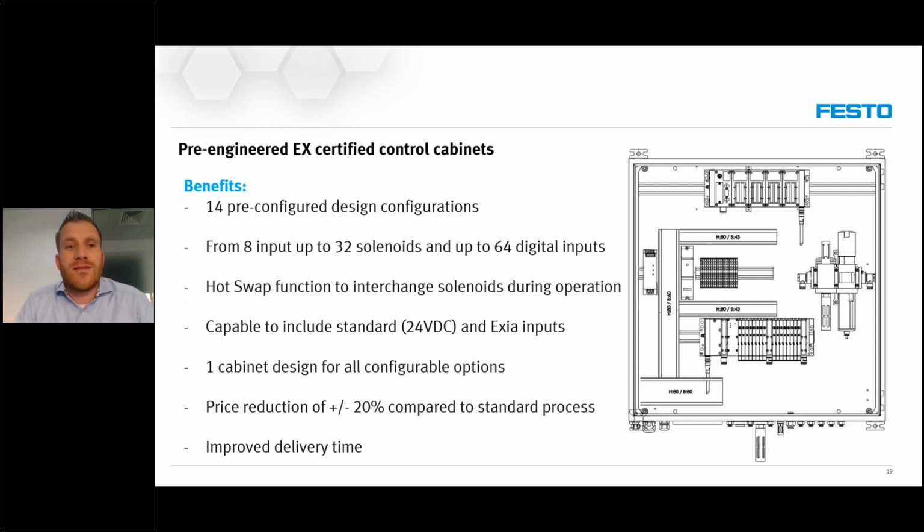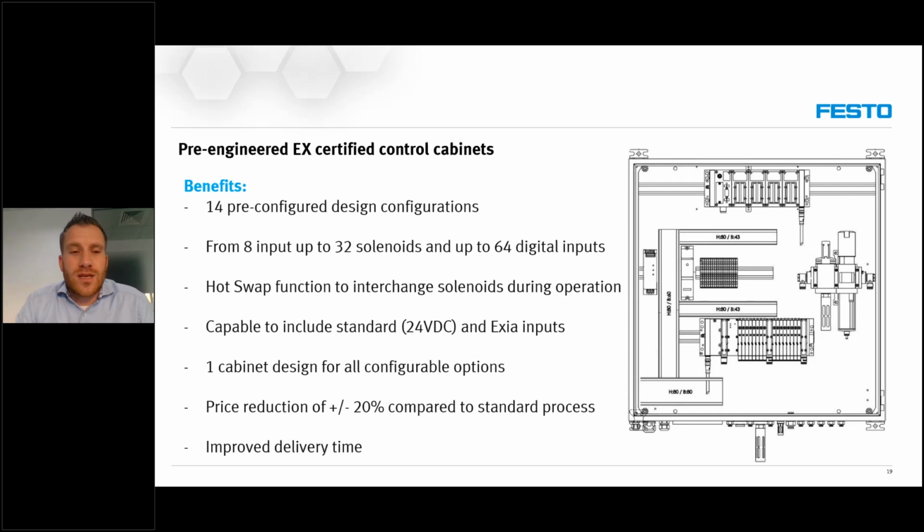We vary between 8 to 32 solenoids and with up to 64 digital inputs, and these can also be intrinsically safe. Also, we have the benefit of using the hot swap function, and that means that we can interchange a pneumatic solenoid while the rest of the valve terminal is still being pressurized and can still be in operation. So this saves and reduces the downtime when maintenance or repairs need to be made on the solenoid. As I mentioned, it is capable of including standard 24 volt signals, but also the NAMUR intrinsically safe EX ia.